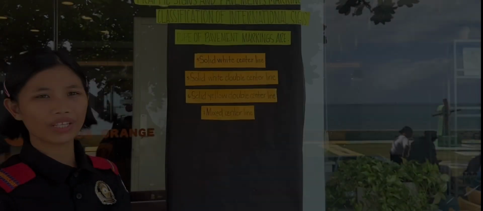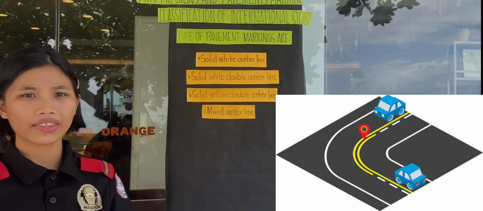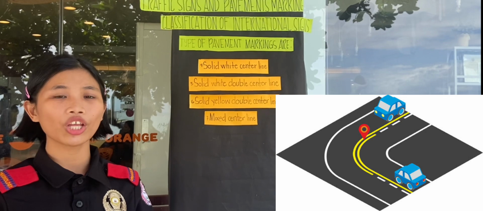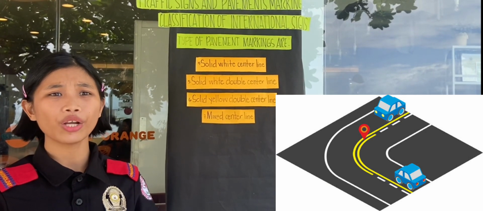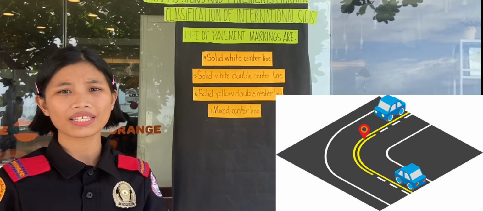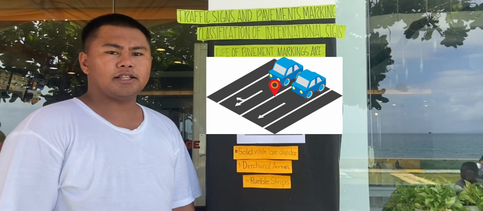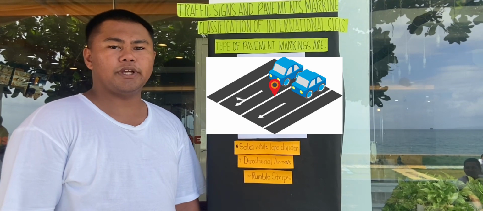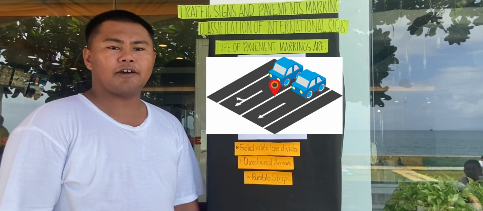So number 7 is the mixed center line. It is a combination of a solid yellow line on one side indicating no passing in that direction and a broken yellow line on the other side allowing passing in the opposite direction. The next one is the solid white lane divider. A solid white line on the road typically indicates boundaries between lanes and separates traffic moving in the same direction.